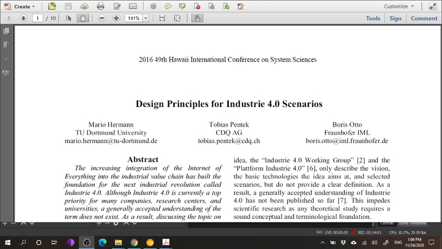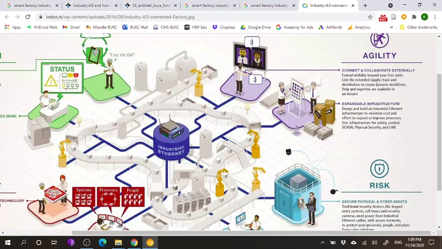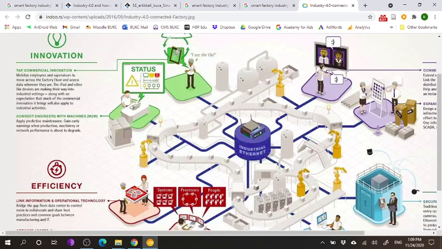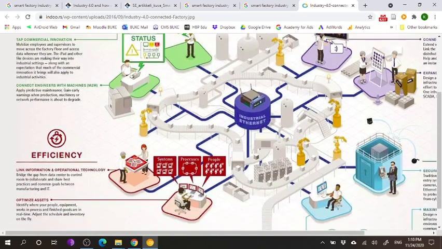Let's see if I can show that to you. Okay, so here's one example of a smart factory, and you can see that it talks about how innovation is happening. So employees and supervisors are able to move across the factory floor and access data wherever they want of an entire factory that is completely smartly made. So they can stand here with a tablet and know what is happening in a factory. They can connect with various facilities. The entire industry is connected.